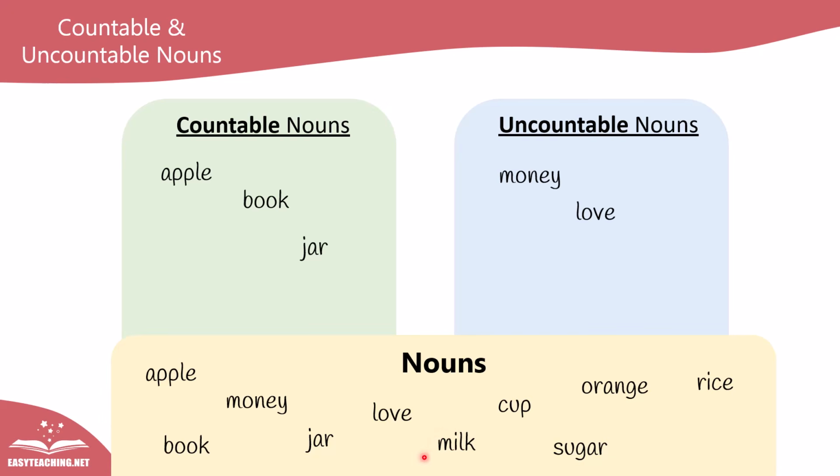Now on to milk. Milk is a liquid, and we can't count liquids. Cup. We can count cups. Sugar is uncountable because it's a powder with many small parts. Orange. Oranges are whole fruits, so we can count them. Rice. Rice is uncountable because it is made of many tiny pieces.